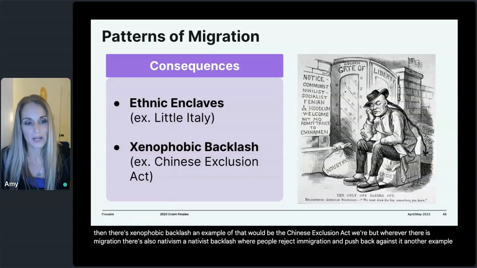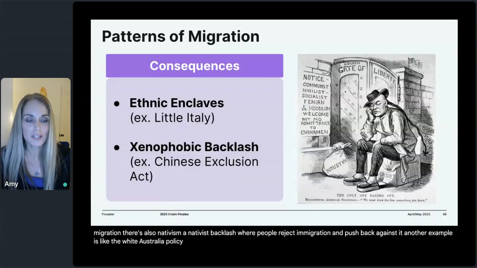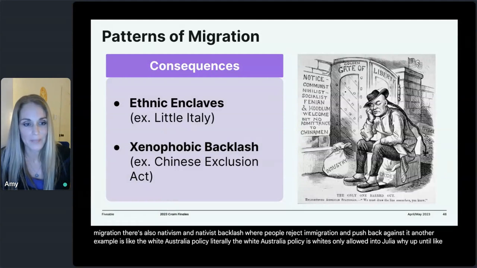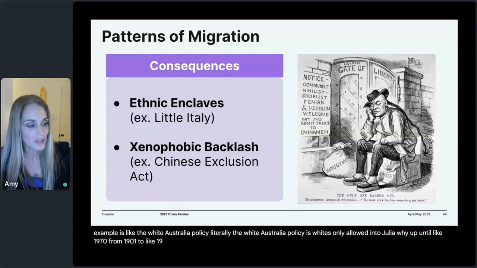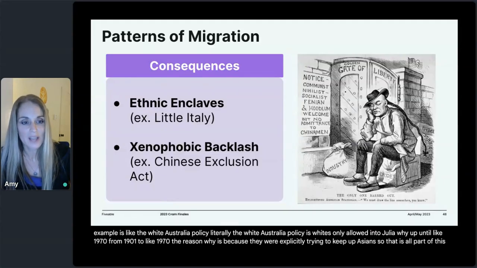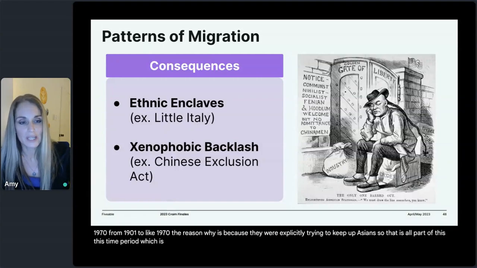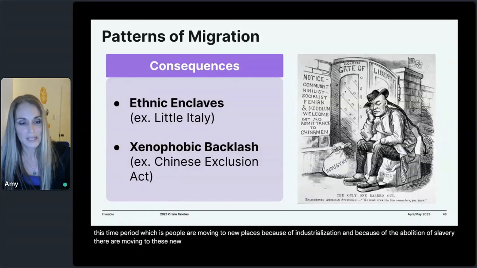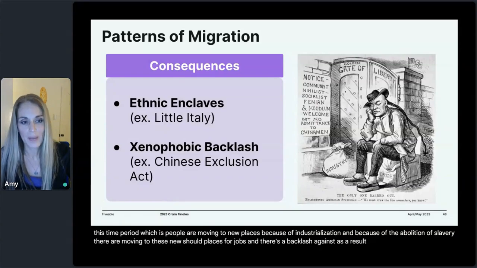Another example is the White Australia policy. Literally, the White Australia policy is whites only allowed into Australia, from 1901 up until about 1970. The reason is that they were explicitly trying to keep out Asians. So that is all part of this time period, which is people moving to new places because of industrialization and because of the abolition of slavery. They're moving to these new places for jobs, and there's a backlash against them as a result, a xenophobic backlash.